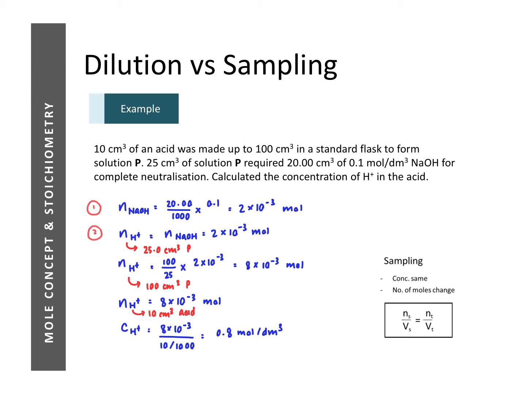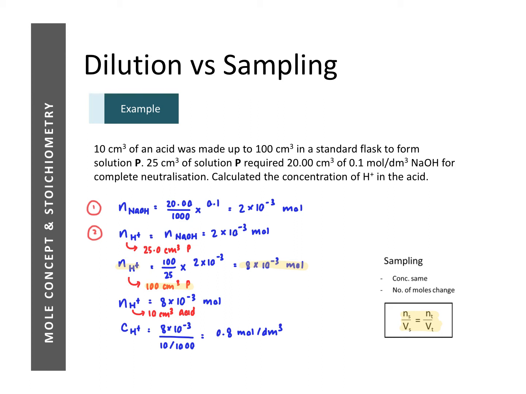And since the question wants the concentration of hydrogen ions in the original acid, we need to find the number of moles in the total 100 cm³ of solution P. And how we do that is to make use of the equation that we have seen involved in sampling. So based on this equation, we can find that the number of moles in the total solution P is actually 100, which is the total volume, divided by 25, which is the volume of the sample, times the number of moles of hydrogen ions in the sample. That will give us 8 × 10⁻³. This represents the number of moles of hydrogen ions in the total 100 cm³ of P.